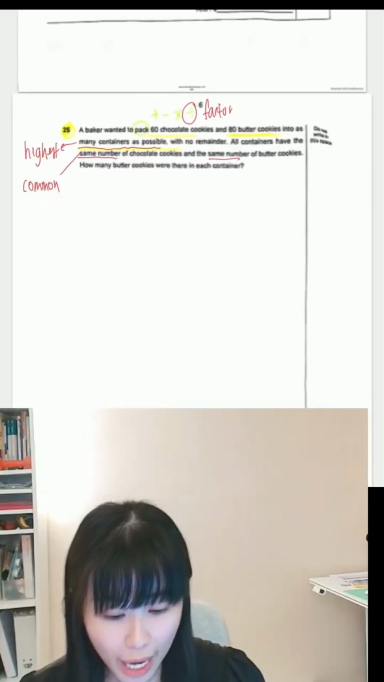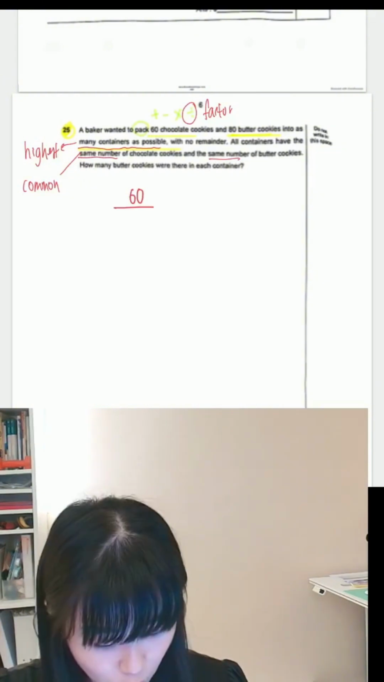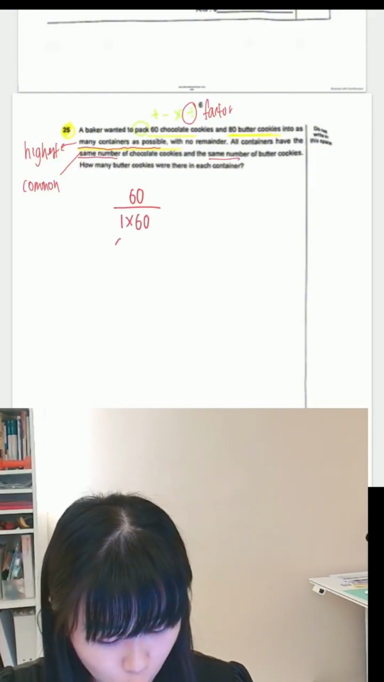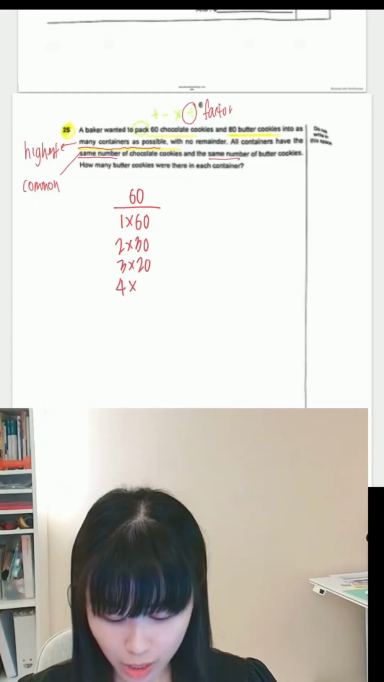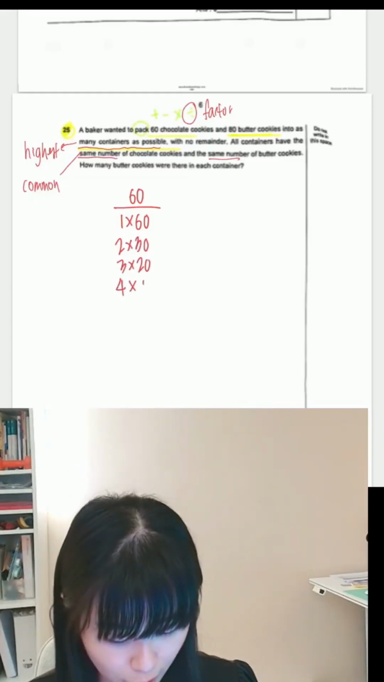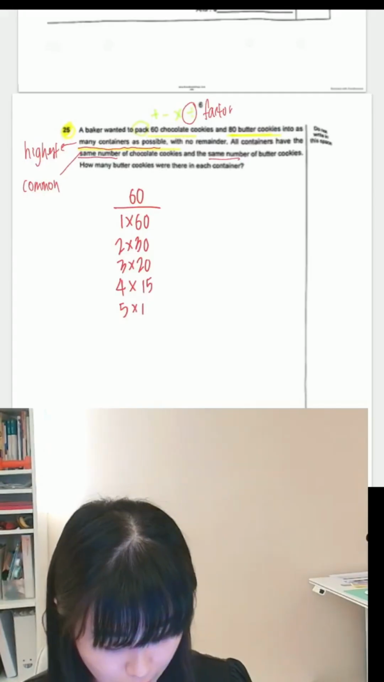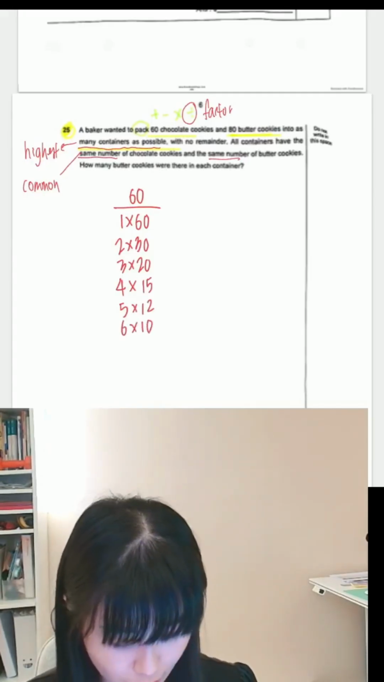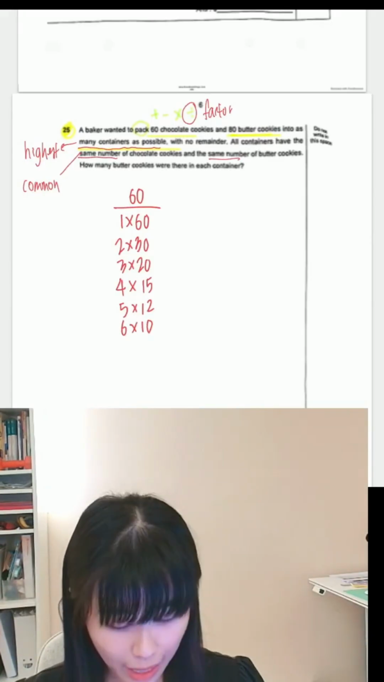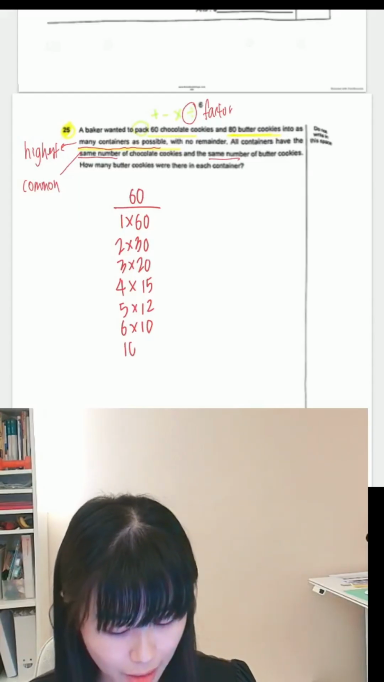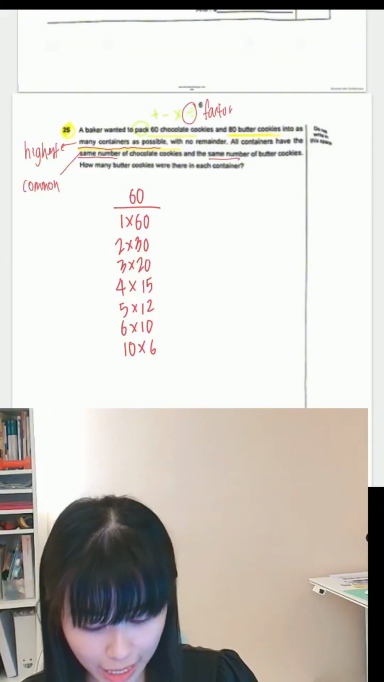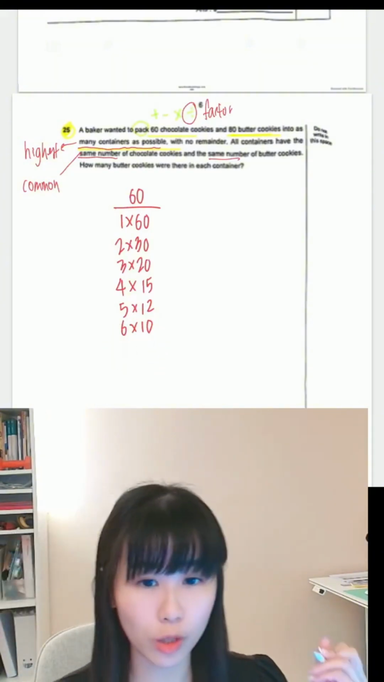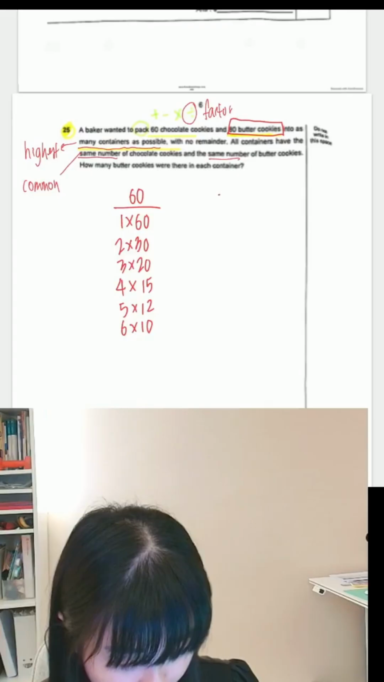Looking at the keyword, highest common factor. 60 is 1 times 60, 2 times 30, 3 times 20, 4 times 15, 5 times 12, 6 times 10. 7 cannot, 8 cannot, 9 cannot. Then is 10 times 6. 6 times 10 and 10 times 6, they are the same. So once they are the same, it means you are finished already. Don't need to continue. For 80, repeat the same thing.